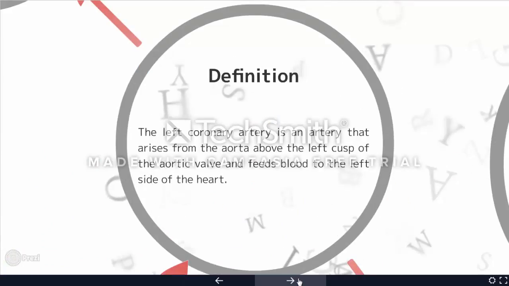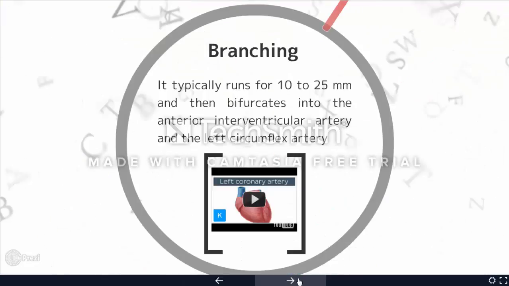Definition. The left coronary artery is an artery that arises from the aorta above the left cusp of the aortic valve and feeds blood to the left side of the heart. Branching. It typically runs for 10 to 25 millimeters and then bifurcates into the anterior interventricular artery and the left circumflex artery.